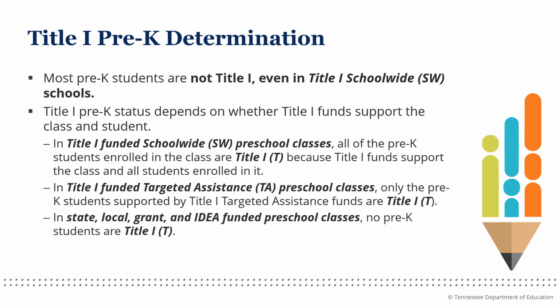We start with Title I funded preschool classes. And I do want to emphasize the key for the Title I pre-K status is whether Title I funds support the student and the class. In Title I funded school-wide preschool classes, all of the students enrolled in the class are Title I because Title I funds support the class and all the students in it. By contrast, in Title I funded targeted assistance preschool classes, the funds again are targeted. Only the pre-K students who receive Title I funded support or instructional services are Title I and coded as Title I-T.